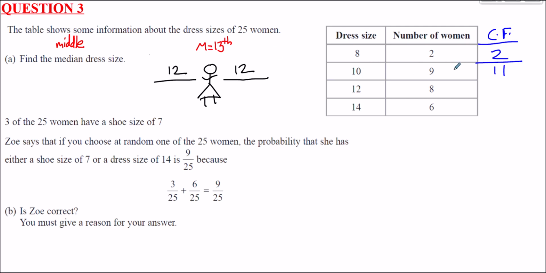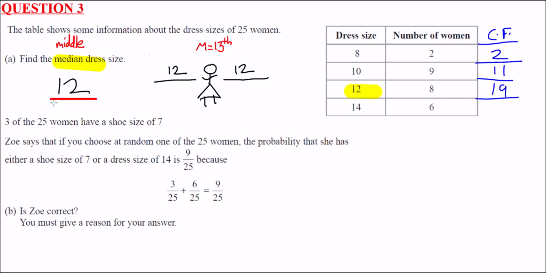So the 10th and 11th woman would be dress size 10. Then the 12th woman becomes dress size 12. In fact, the next 8 people after the 11th would have a dress size of 12. So the 12th up to the 19th woman would be dress size 12. Because the 13th is in between the 12th person and the 19th, we can therefore deduce that the median dress size must be 12, because the 13th woman would fall into this category. So median dress size is 12.